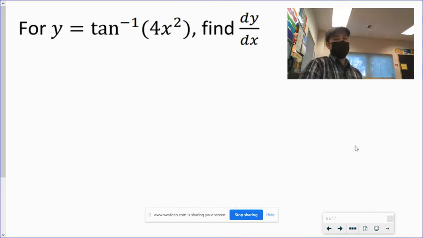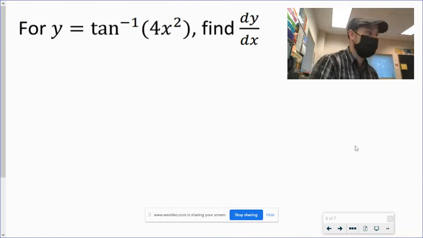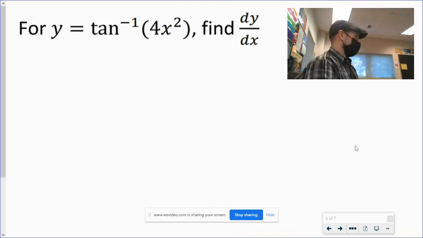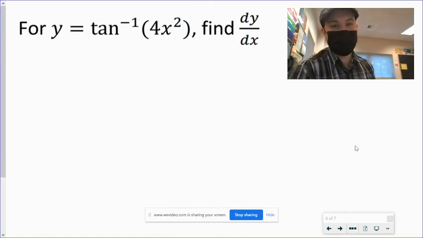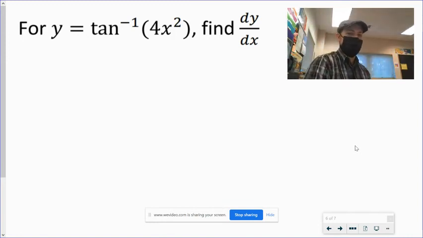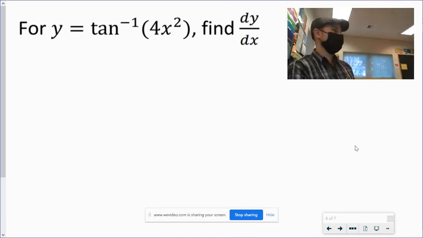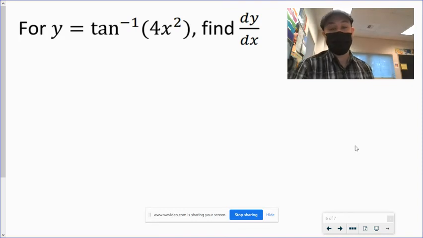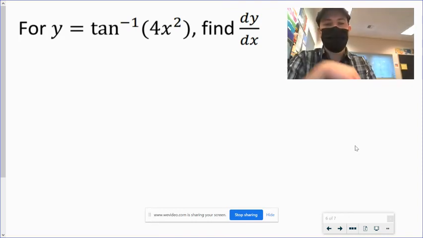All right, so let's take a look at an example. What if we were to differentiate y equals a tangent inverse of 4x squared? I'd like to point out that this is not an implicit differentiation problem. Y has been isolated and written in terms of a function that is in terms of x. So we're back to an explicit differentiation problem.